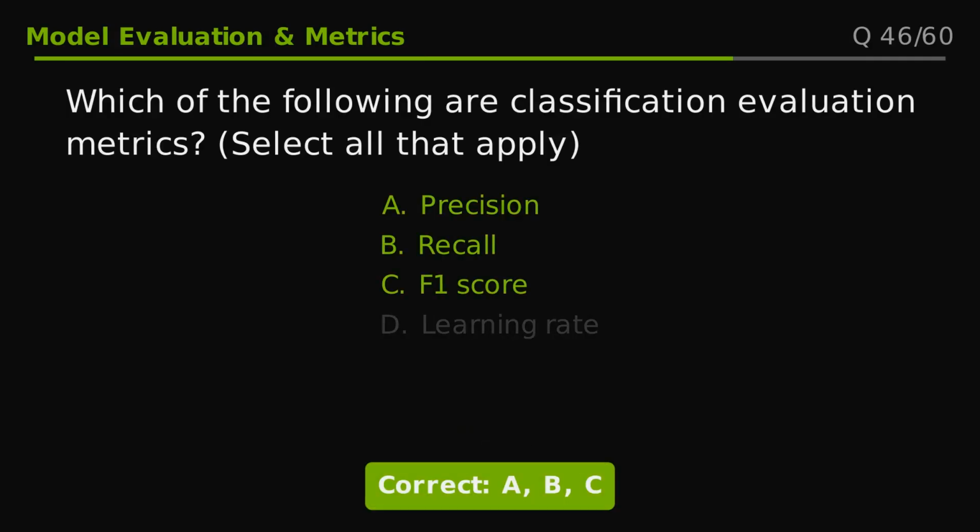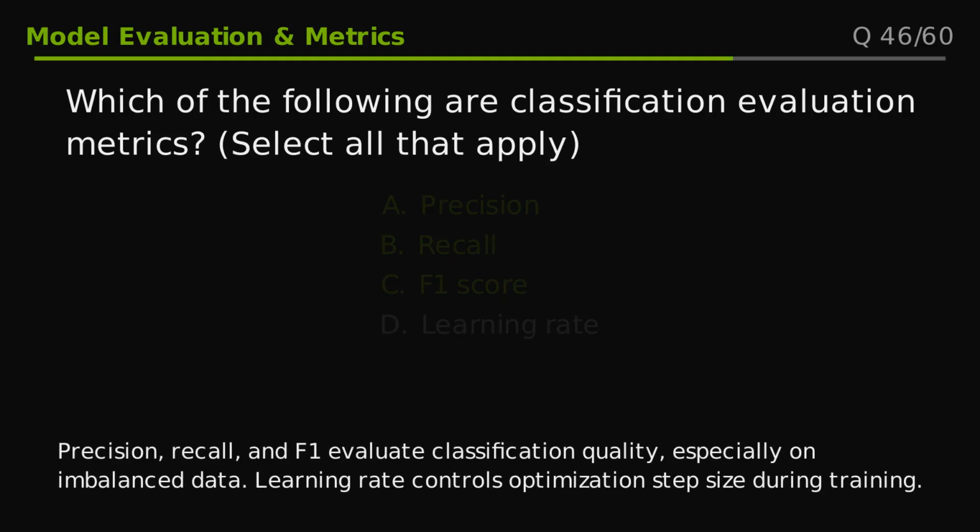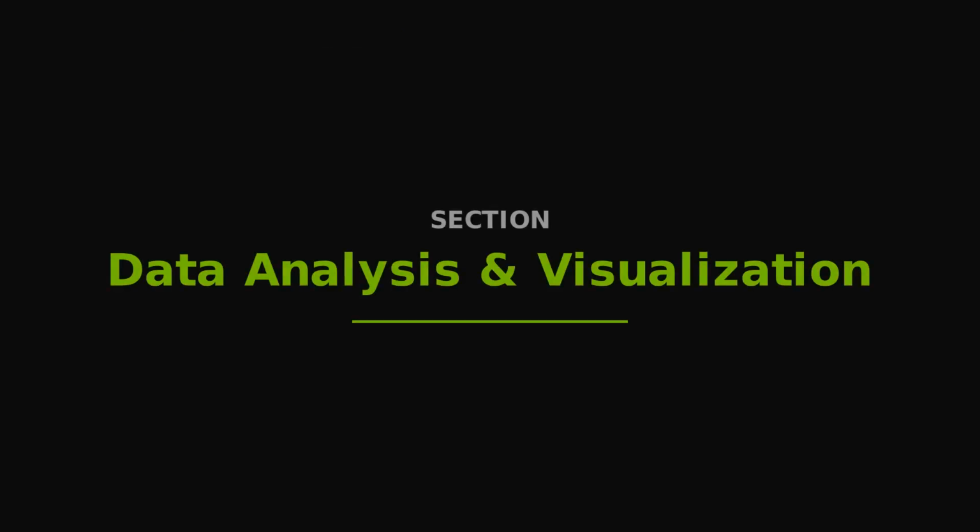The correct answers are A, B, and C. Precision, recall, and F1 evaluate classification quality, especially on imbalanced data. Learning rate controls optimization step size during training. Next section, data analysis and visualization.